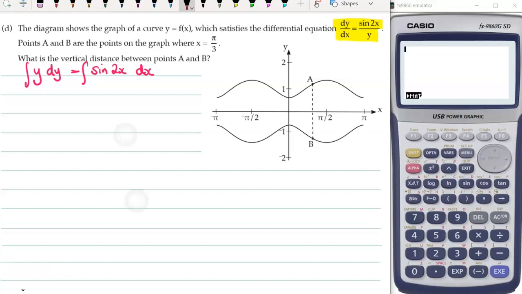Now if we integrate the left, we get y squared over 2, and if we integrate the right, sine integrates to a minus cos, and then we divide through by the 2 that's in there, and plus c.